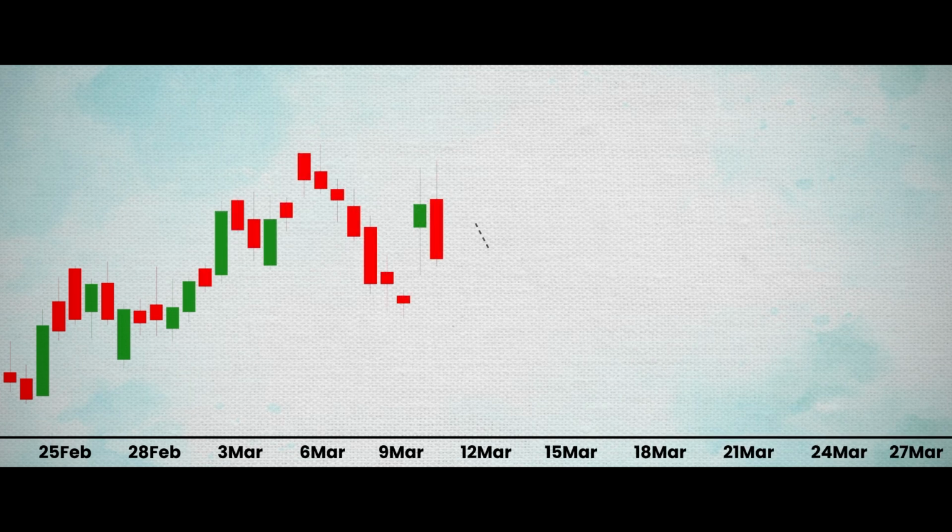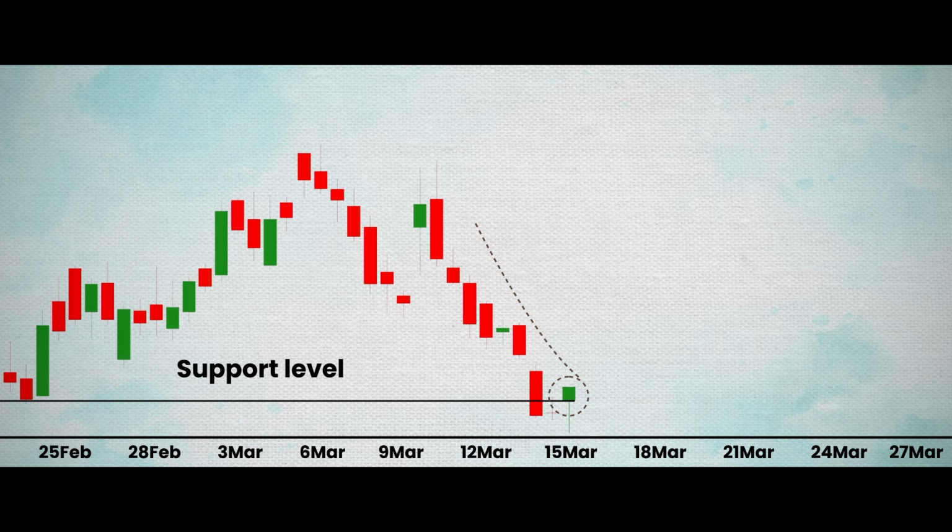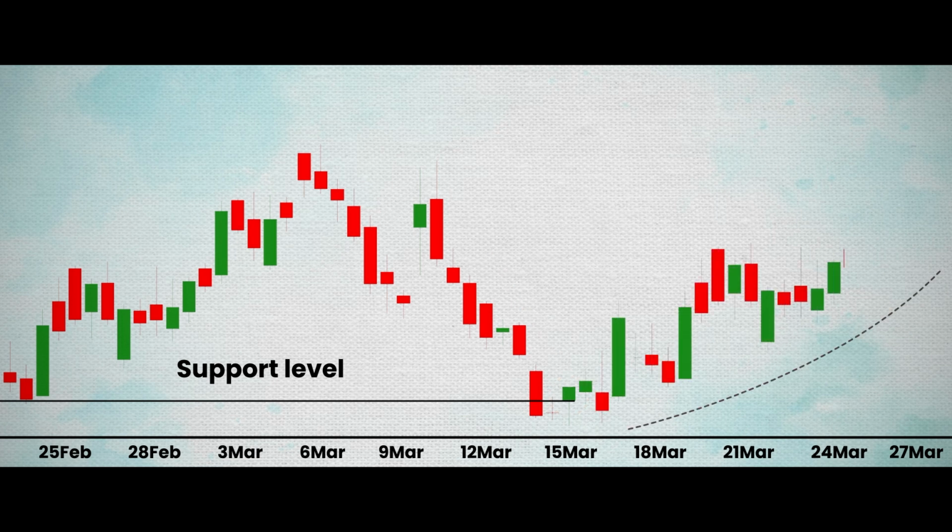Look at this chart for example. See how it comes after an extended downtrend in price and also at a strong support level as compared to the hammer on 15th March. Yes, and the stock reversed as per expectation and gave a fantastic move on the upside.